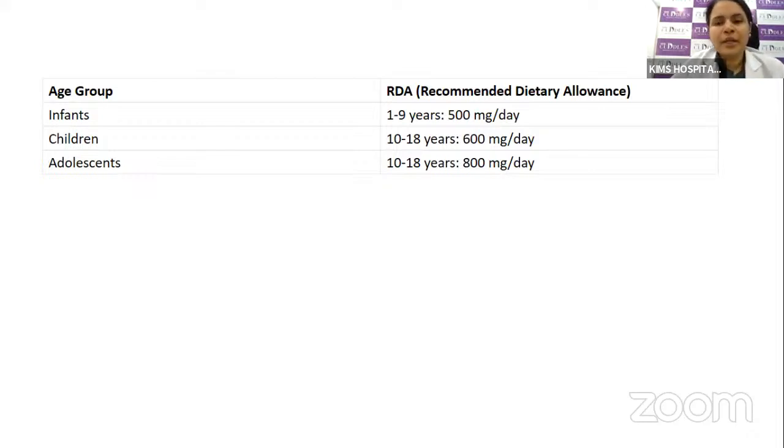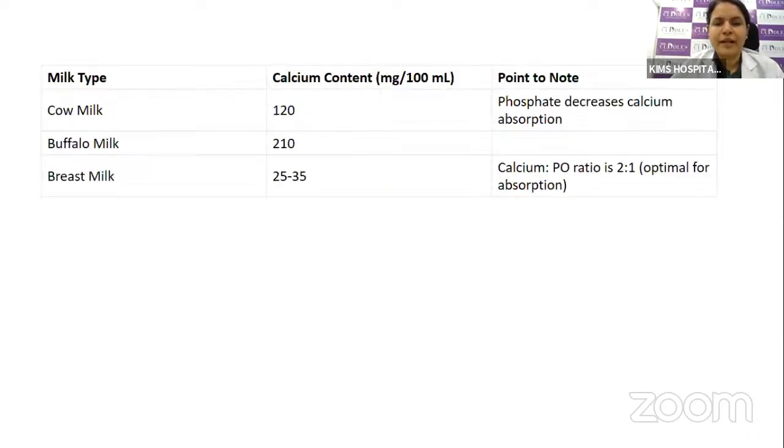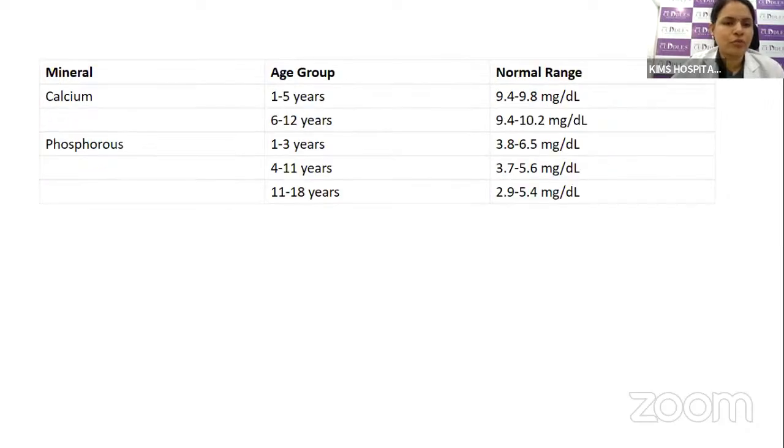So these are the recommended dietary allowance for calcium intake for infants, children, and adolescents. And this is the calcium content that is seen with different types of animal milk. Note that the cow's milk has increased content of phosphorus and therefore an unfavorable ratio of calcium to phosphorus intake.